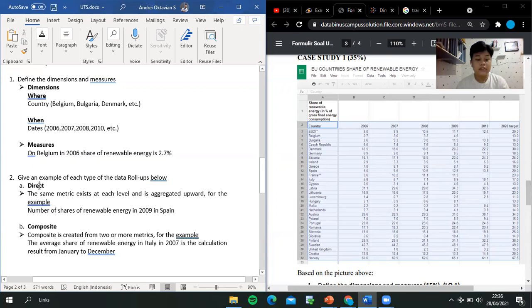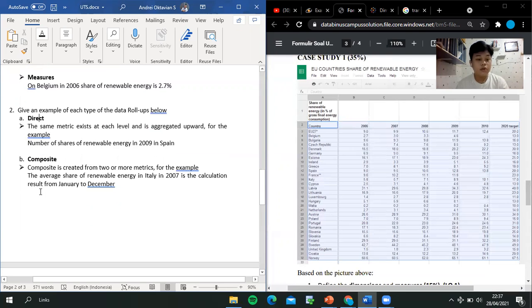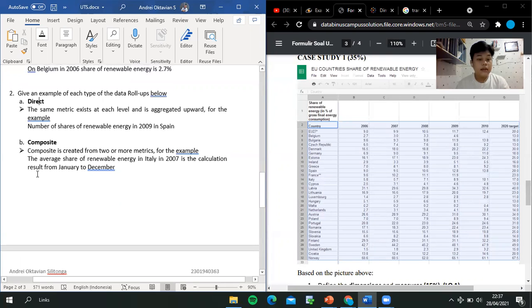So the first is direct. Direct means the same metric exists at each level and it's aggregated upward. For example, the share of renewable energy in 2009 in Spain. The second type of data roll-up is composite. Composite is created from two or more metrics. For example, the average share of renewable energy in Italy for 2007 is the calculation result from January to December.